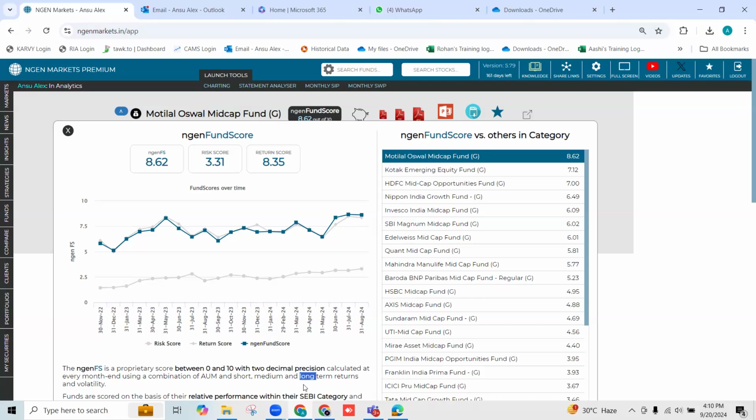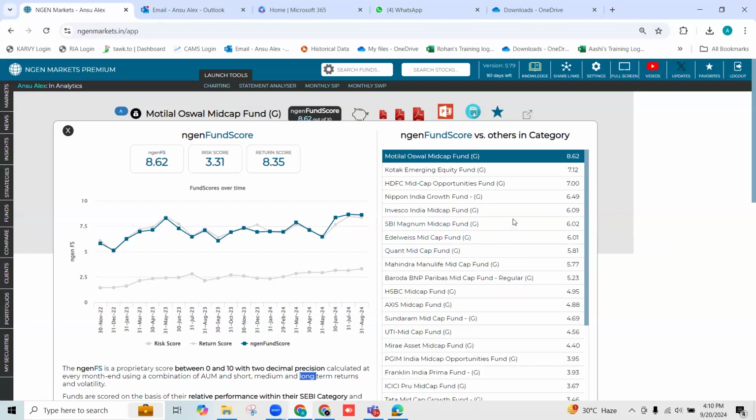Another important feature of this fund score is that these are comparable intra-category only, meaning you can compare the fund score of mid-cap funds with other mid-cap funds only. The score of a mid-cap fund cannot be compared with that of a large-cap fund. So these are comparable intra-category only.